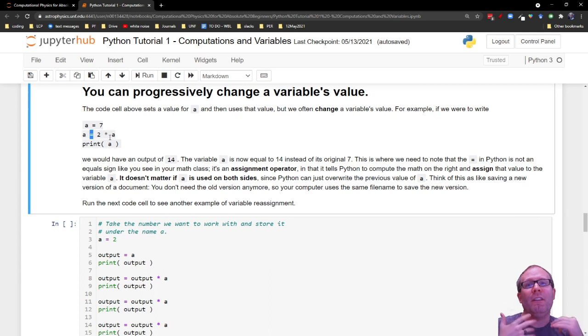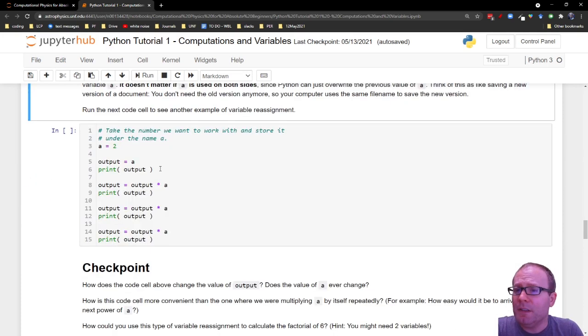So it's like you have a file on your computer. You write on that file, and then you save over the file name, right? You don't need the old version, you need the new version. You're always saving over your old file name. That's what's going on here. You're saving a new value under the name a. And in this case, it would give you an output of 14. And you can do this as many times as you want.